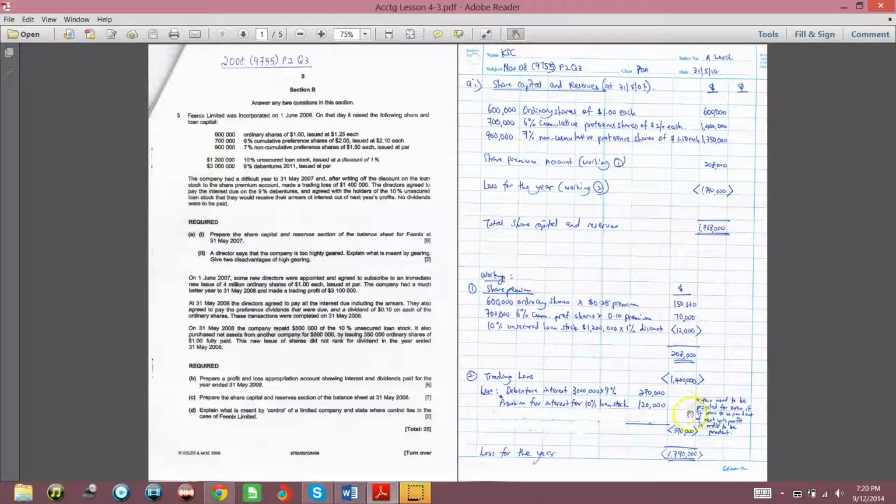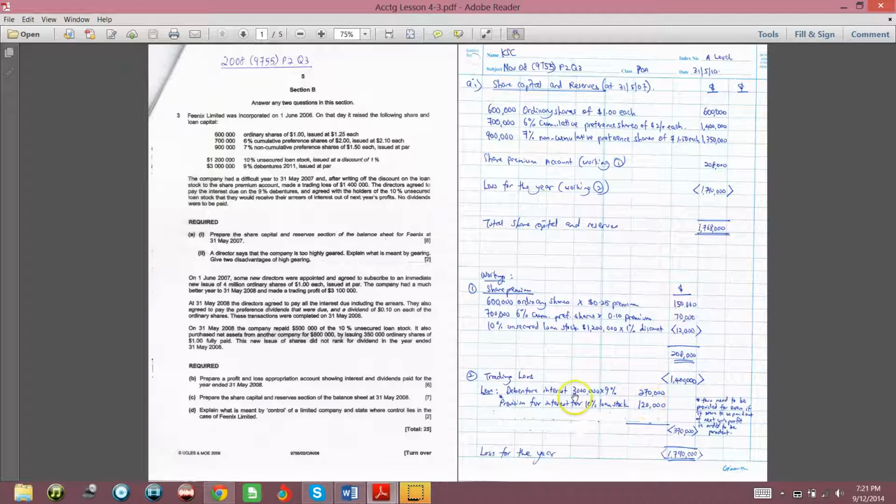Loss for the year, the trading loss as stated here. The loss for the year will be under share capital and reserve, included in the share capital and reserve. The trading loss as stated in the question is 1.4 million. If this is a loan, then any interest on long-term liability has to be deducted against profit. So this is a trading loss before interest.